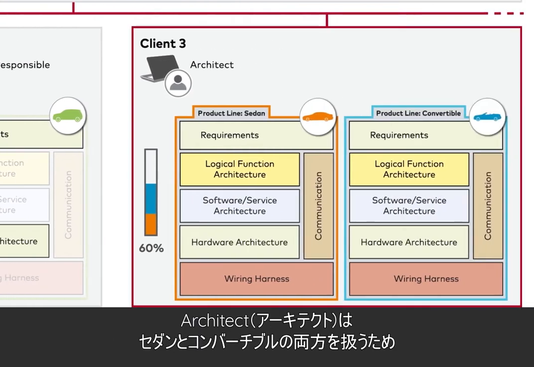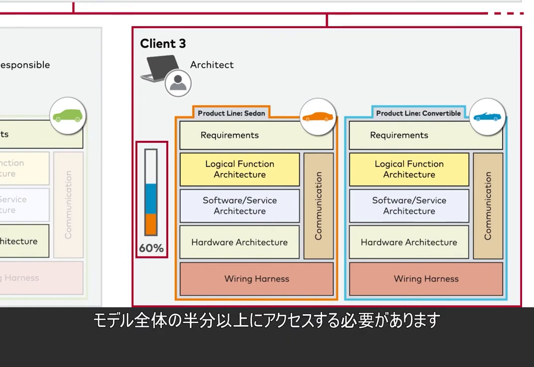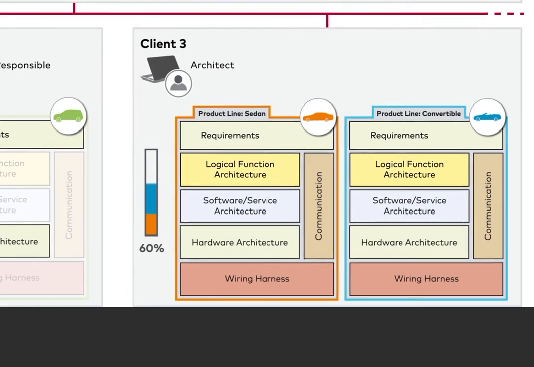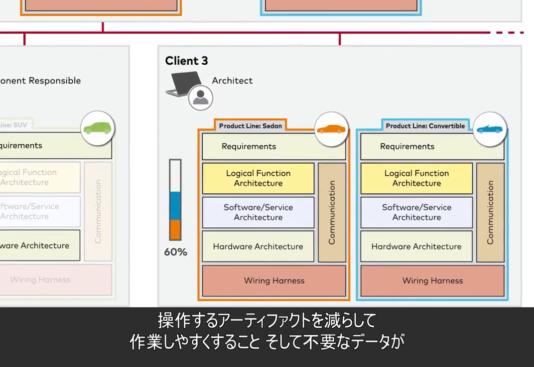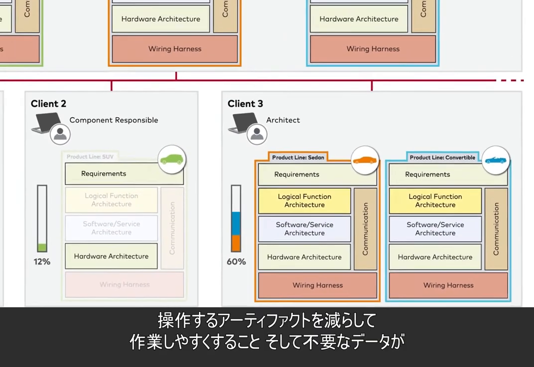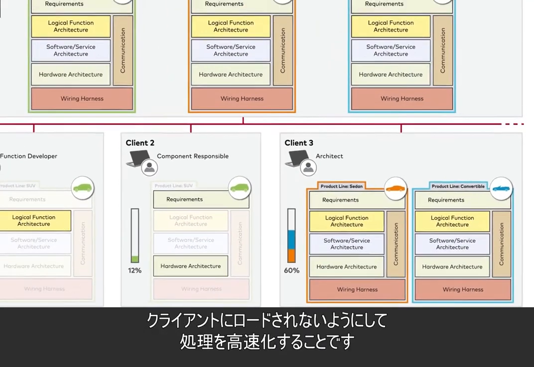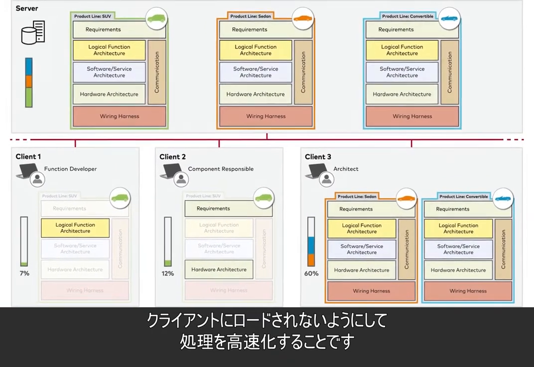The last example is the architect, who works with both the sedan and convertible product line and needs access to more than half of the whole model. The purpose of scopes is to make things easier by having less artifacts to navigate and faster by excluding unneeded data loaded to your client.